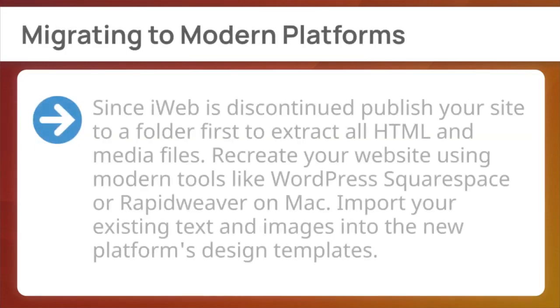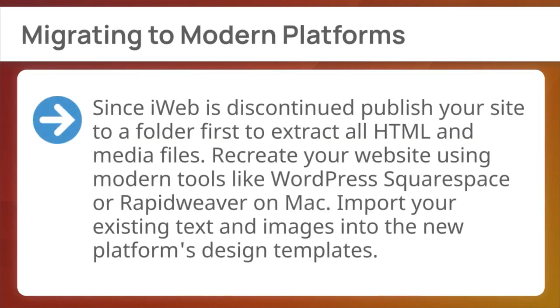Finally, migrating to modern platforms. Since iWeb is discontinued, publish your site to a folder first to extract all HTML and media files. Recreate your website using modern tools like WordPress, Squarespace, or RapidWeaver on Mac. Import your existing text and images into the new platform's design templates.